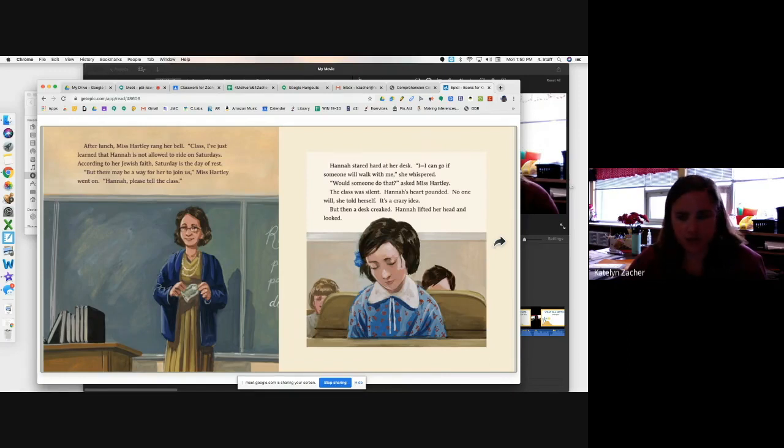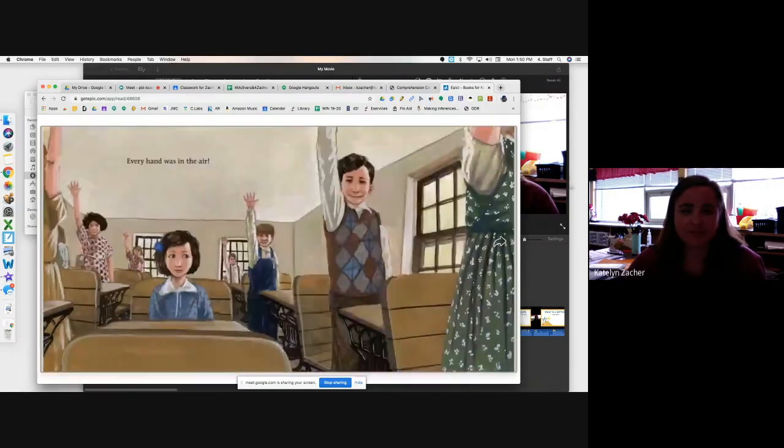Hannah stared at her desk. "I can go if someone will walk with me," she whispered. "Would someone do that?" asked Miss Hartley. The class went silent. Hannah's heart pounded. "No one will," she told herself. "It's a crazy idea." But just then the desk creaked. Hannah lifted her head and looked. Every hand was in the air.